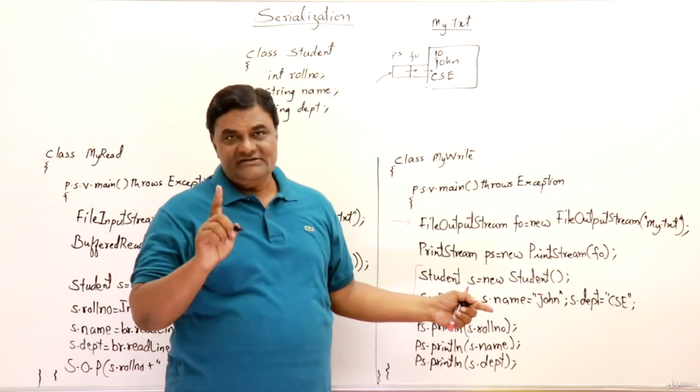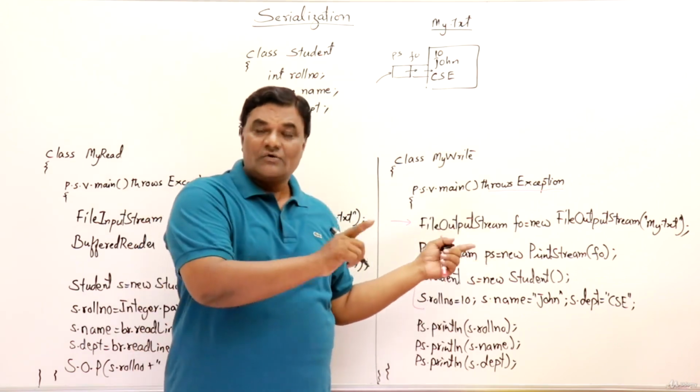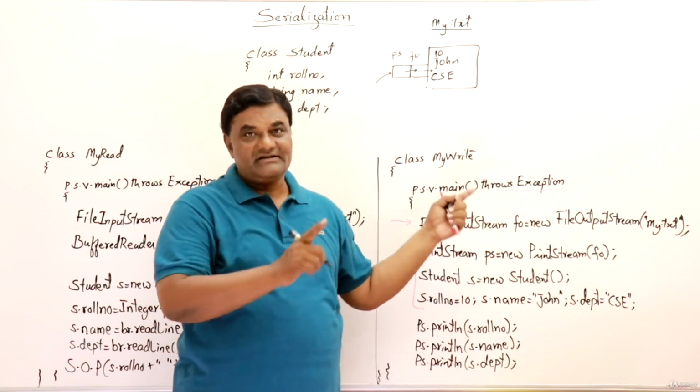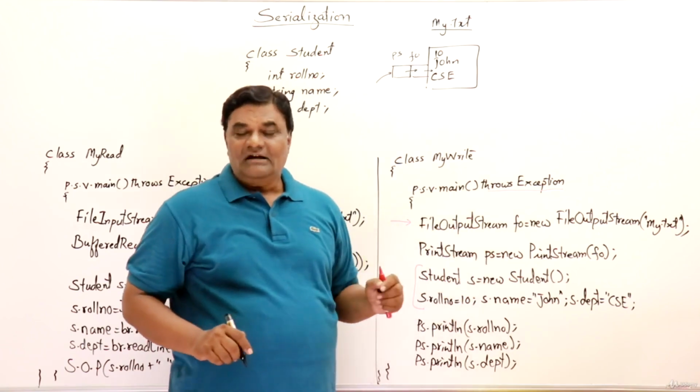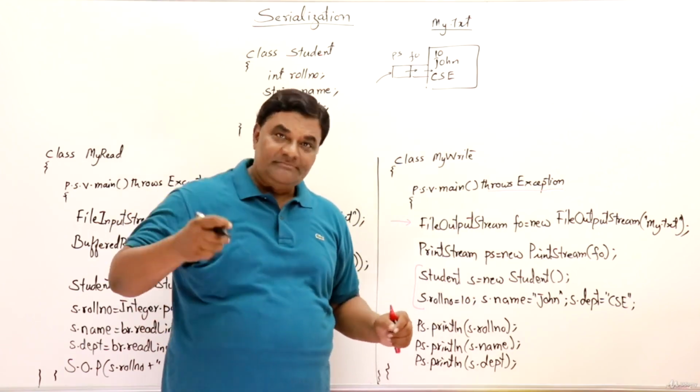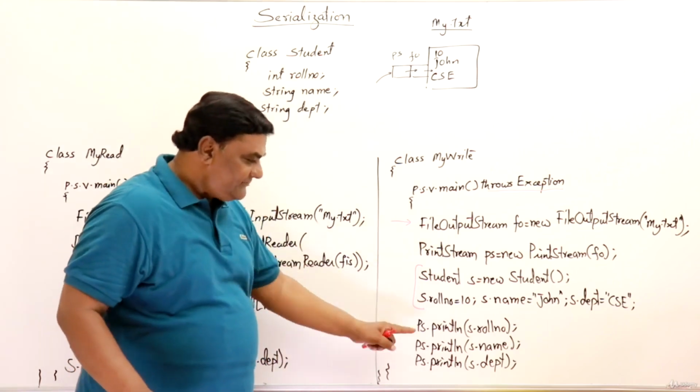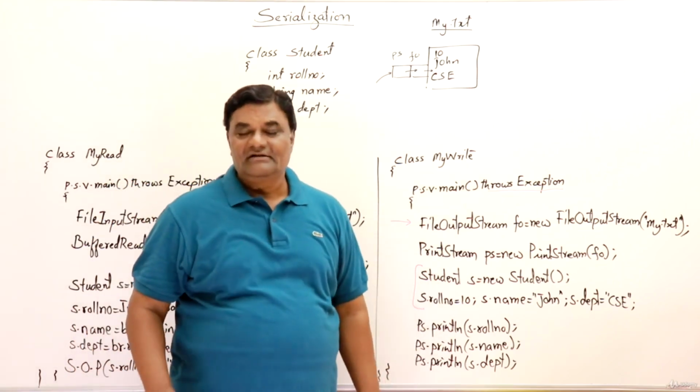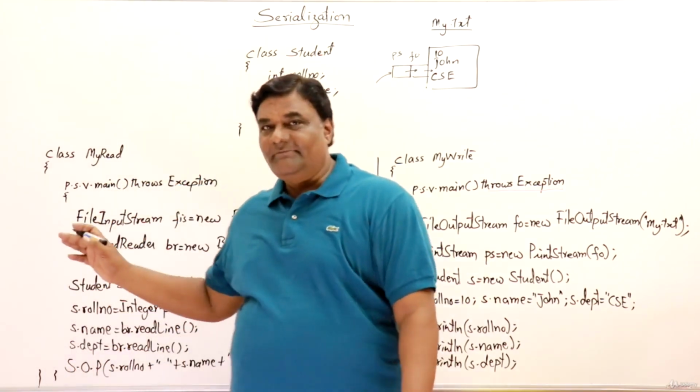So this is the first solution. I just wrote the contents of this object in a file using PrintStream. And I have printed each and every value separately: roll number separate, name separate, department separate. Now next, I have a program here.